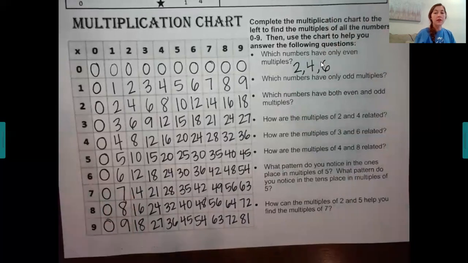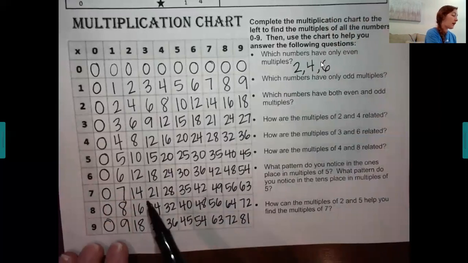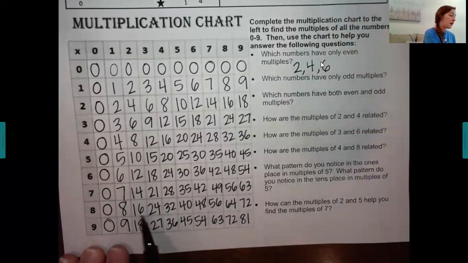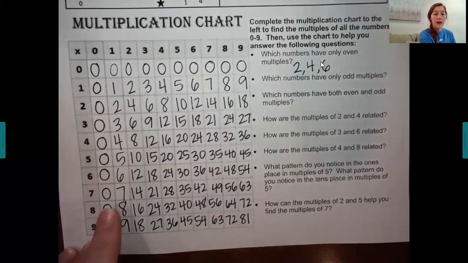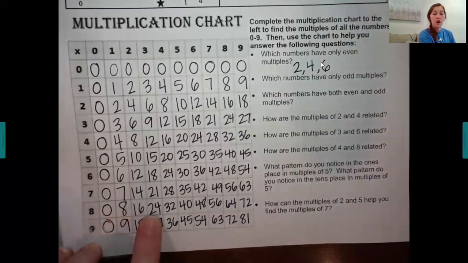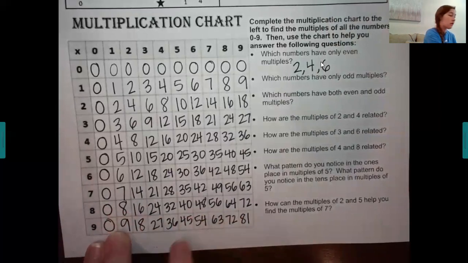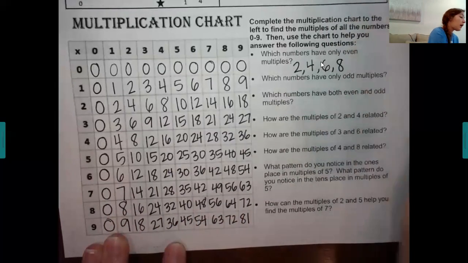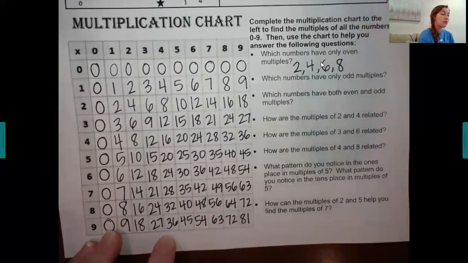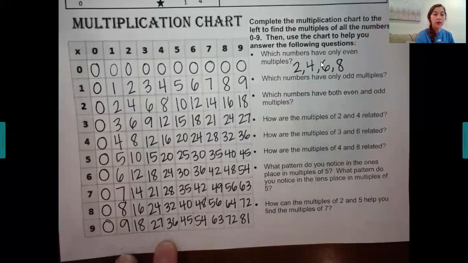If you can jump onto the pattern now, I bet you can guess which other number has even multiples. That's right, it's going to be our last even number. 7 and 9 both have these odd number multiples right away, but 8 has all even multiples if I go through and check. But now I want to look for which numbers have only odd multiples.